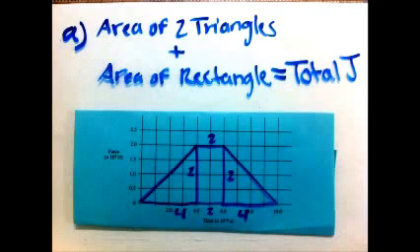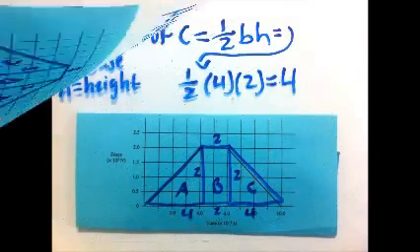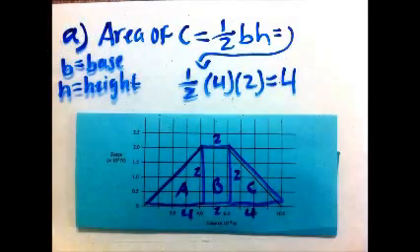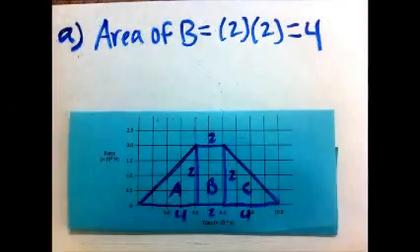So first let's find the area of A, which is a triangle, which is 1/2 times base times height. B is the base and H is the height. So with that equation you plug in and you get 1/2 times 4 times 2, which is equal to 4. And the area of C is the same triangle, so we do the same exact formula and plug in, and we get an area of 4. And the area of B is 2 times 2, because you see the rectangle has a base of 2 and a height of 2 also, so 2 times 2 is 4.